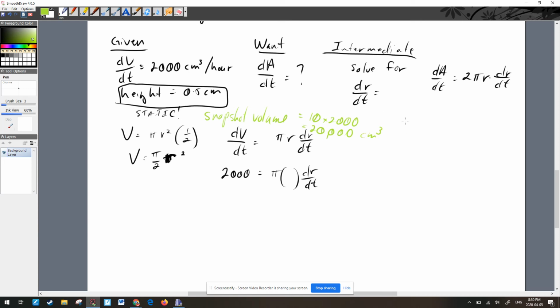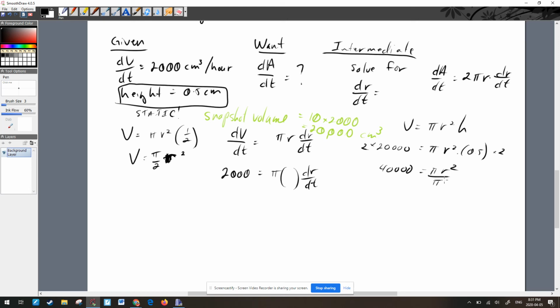Well, we know the volume of a cylinder. Well, the volume is equal to pi r squared h. Well, I know what the volume of this cylinder is. It's 20,000. So there's 20,000. And pi, I don't know the radius. That's what I'm after. So r squared. But I do know the height, because the height is static. So 0.5. So I'm going to multiply both sides by 2 to get rid of that 0.5. So multiply by 2. So that's going to be 40,000 is equal to pi r squared.